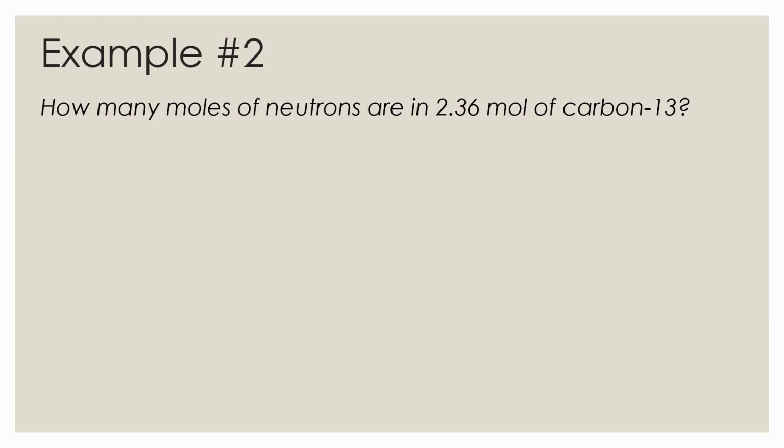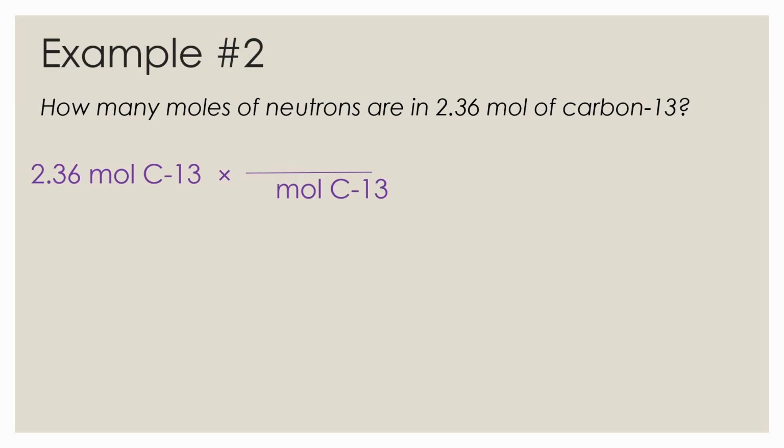Let's take a look at number 2. How many moles of neutrons are in 2.36 moles of carbon-13? Same process as always. Step number 1, start with what you know, 2.36 moles of C13. Step 2, times a fraction. Step 3, moles of C13 are up, moles of C13 come down. Now once again, since moles are on the bottom, we get to choose what goes on top. We could put grams of carbon on top, we could put atoms of carbon on top, or we could put moles of a completely different substance on top.